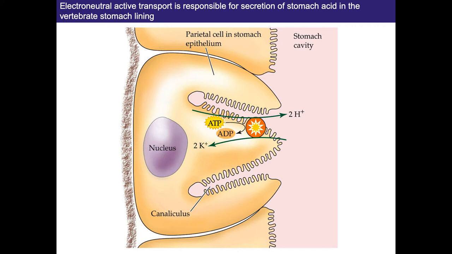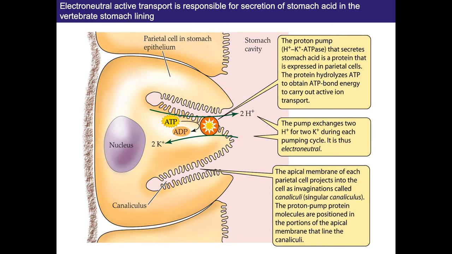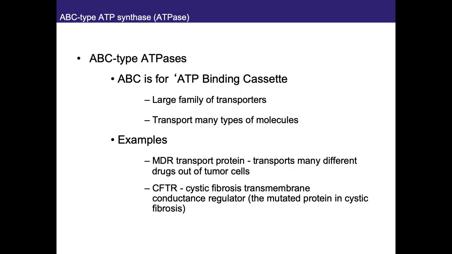The important thing here is this is another example of the primary active transporter, using the energy released from ATP hydrolysis to move other molecules against their concentration gradient. All right, if you need some text associated with it, here's some more text. Let's move on to these types of transporters.